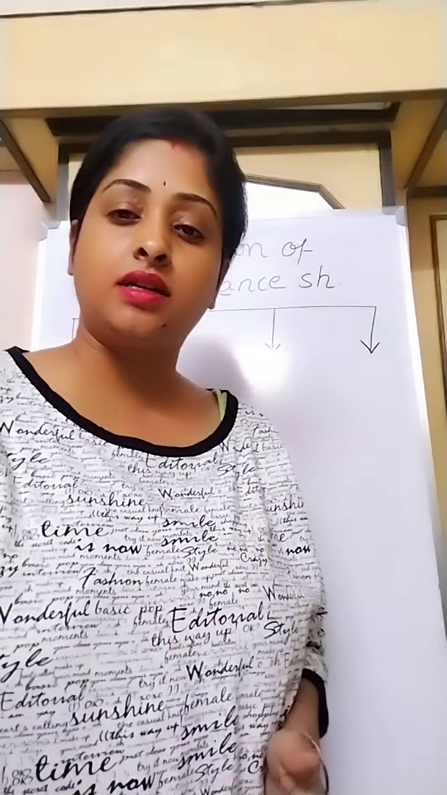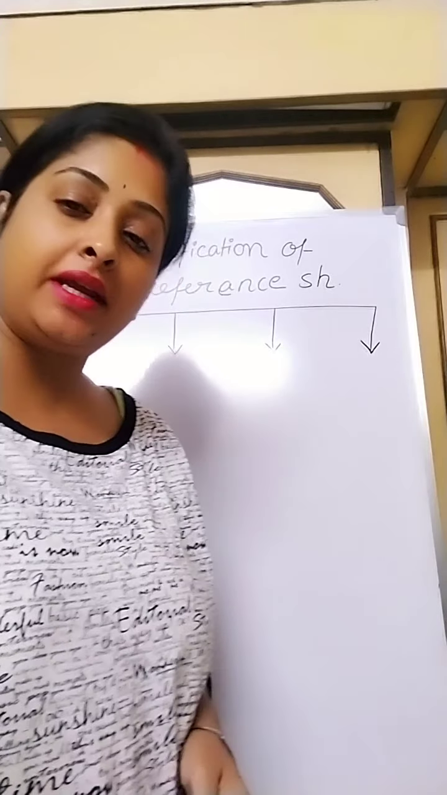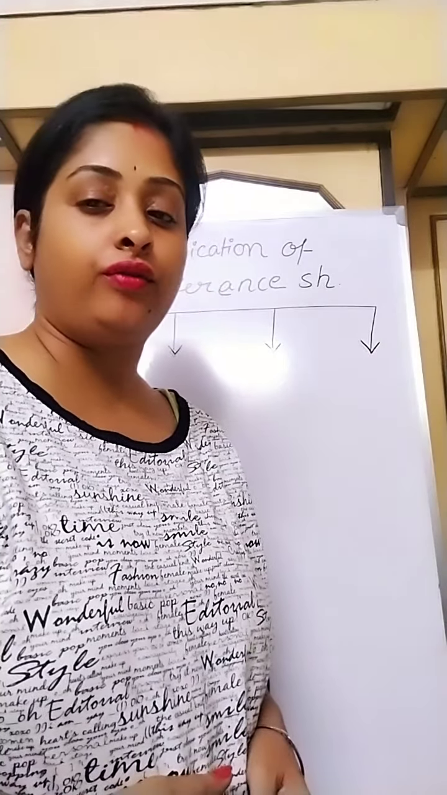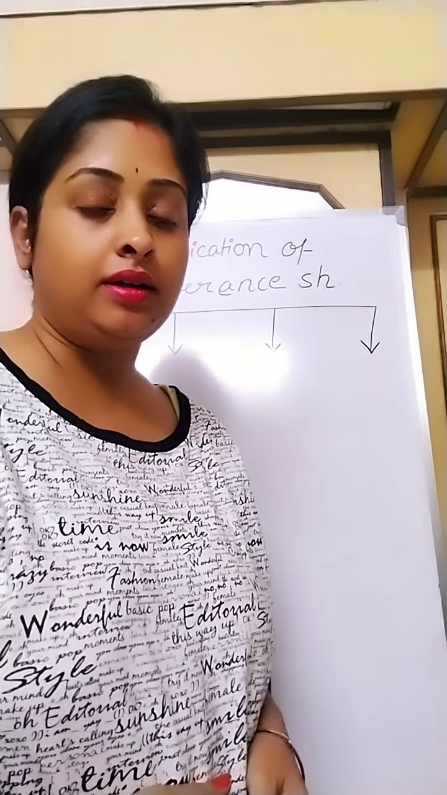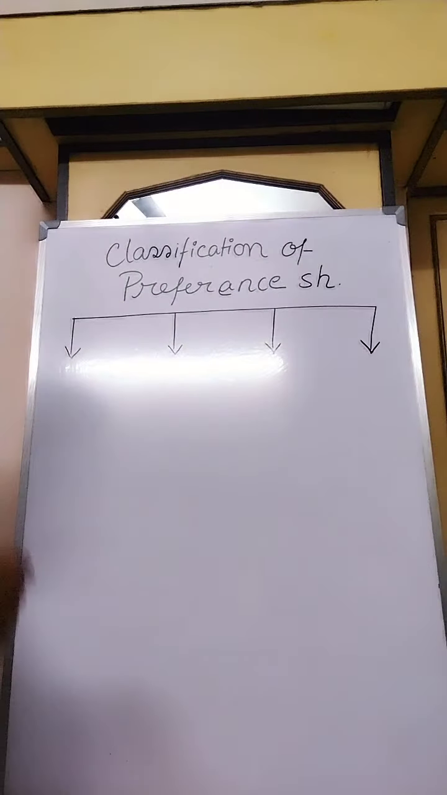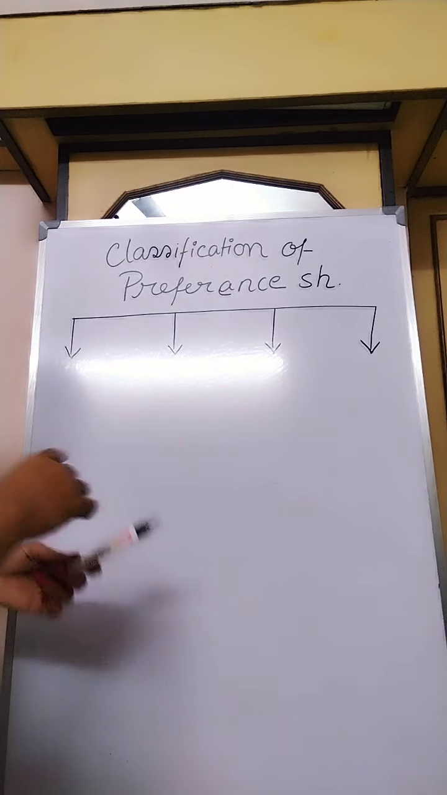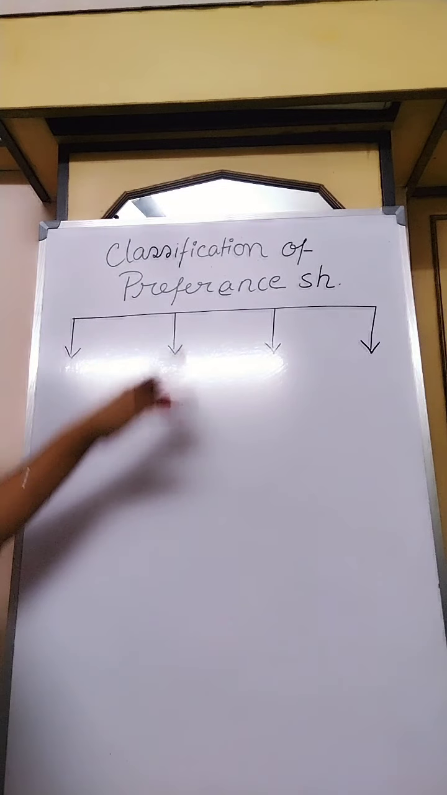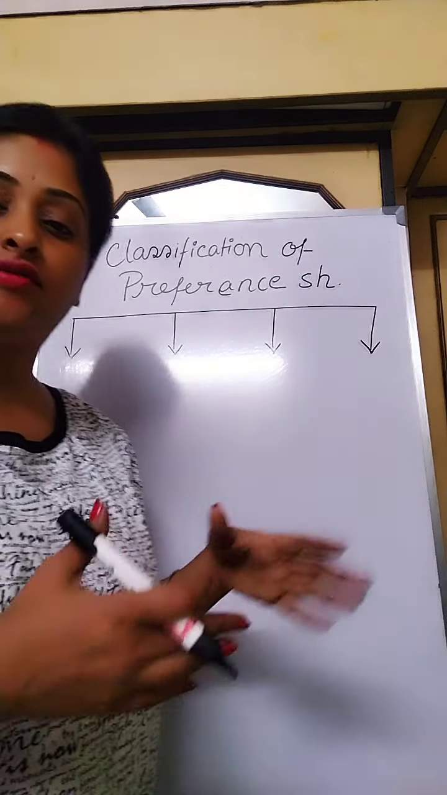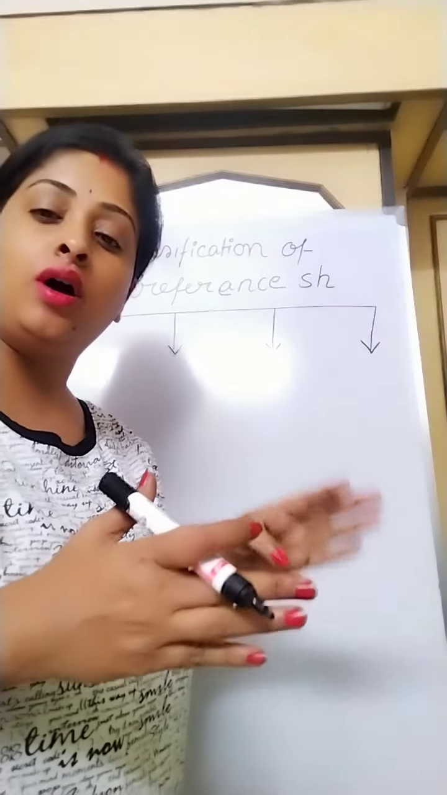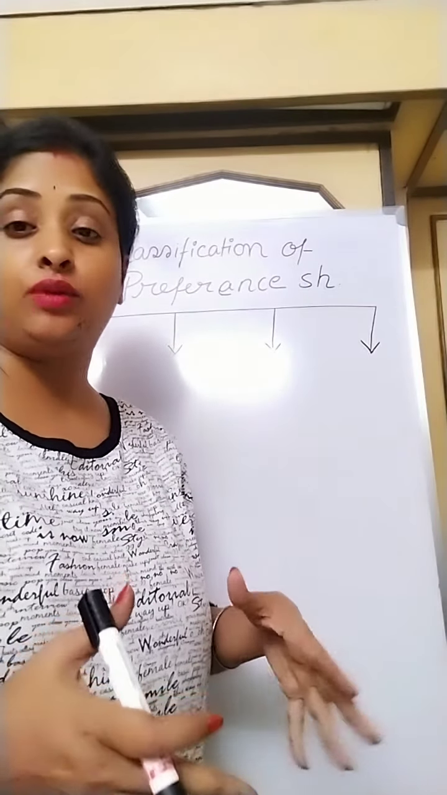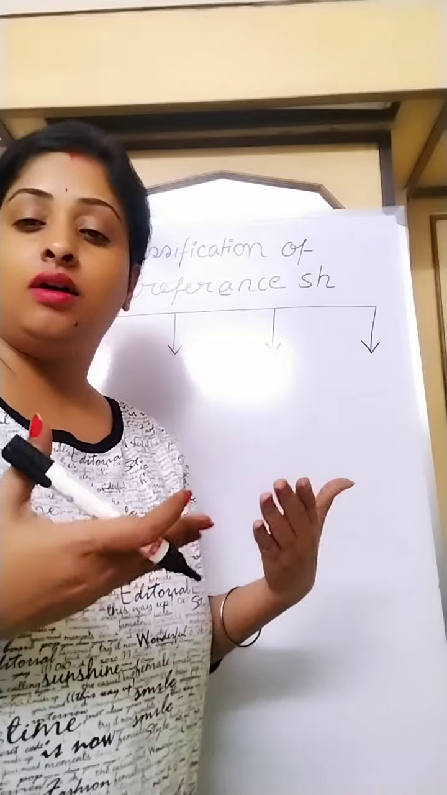Today in this business studies class, I will explain the broad classifications of preference shares, and for that reason I have drawn the tabular form of classification. You can see on the board I have written classification of preference shares, and I have divided the classification into four groups, four distinctive categories. What are those categories and on what basis will they be classified?